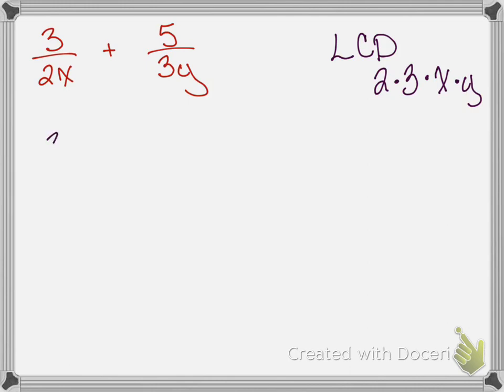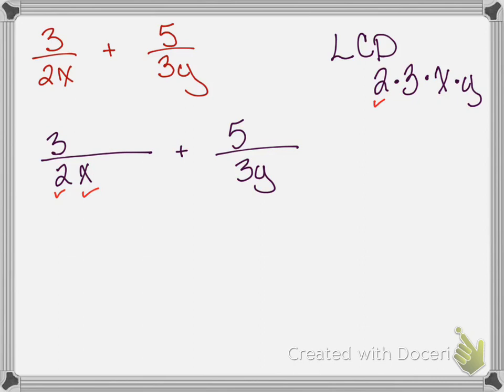So when I write 3 over 2x plus 5 over 3y, I go back. For this one, I've got a 2 and an x, so that's covered and that's covered. What am I missing? 3 and the y. So I've got to multiply the denominator 3 times y. If I multiply the denominator times that, what do I do in the numerator?